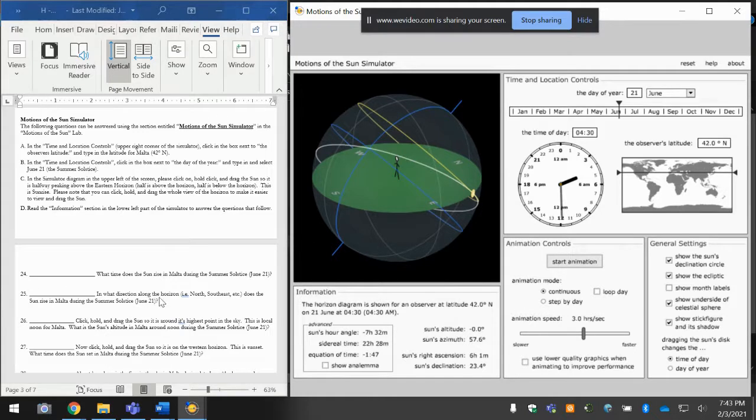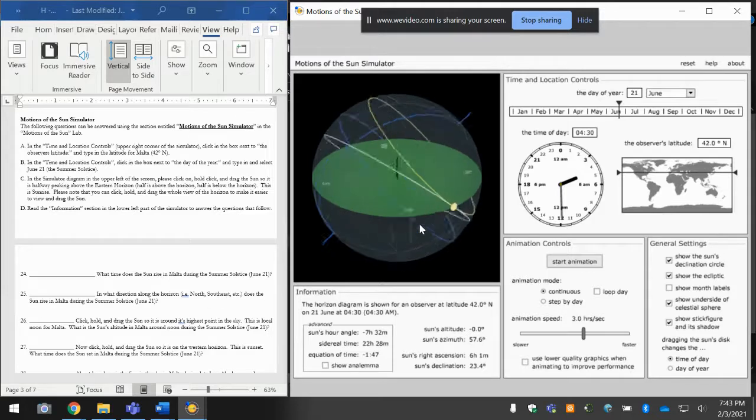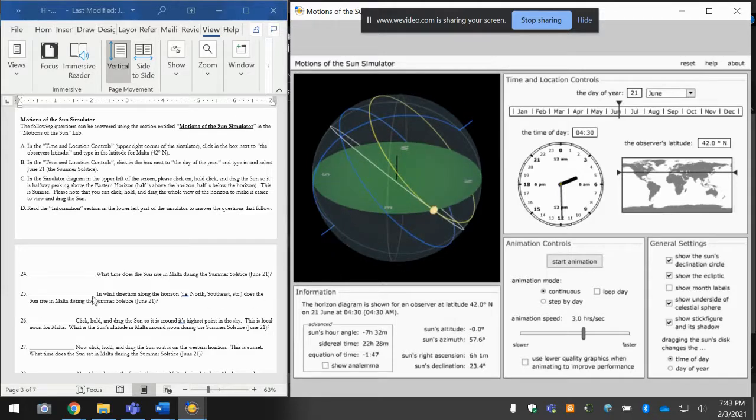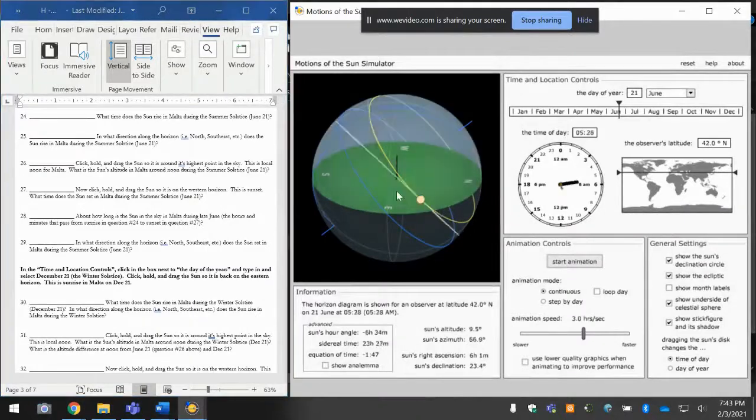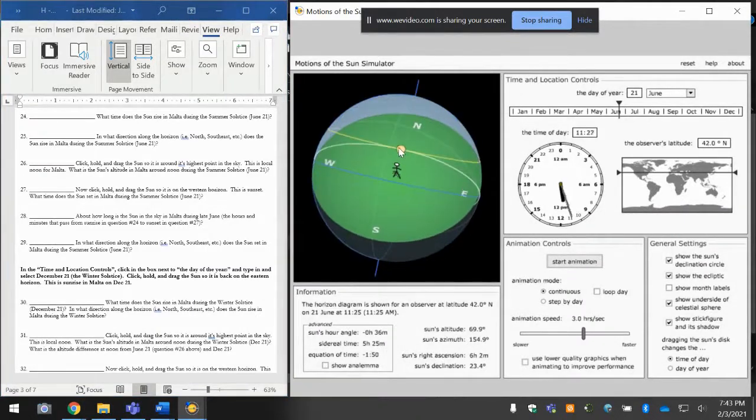In what direction along the horizon, north, southeast, etc., does the sun rise? Okay, so you can see here what direction that is. You write that in for number 25. Click and hold and drag the sun so it is around the highest point in the sky. This is local noon for Malta, so that's where we started actually. We'll drag the sun back there. And this is local noon. What's the sun's altitude in Malta around noon? And the altitude is down here for that.